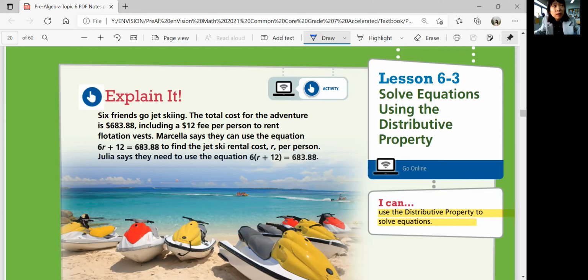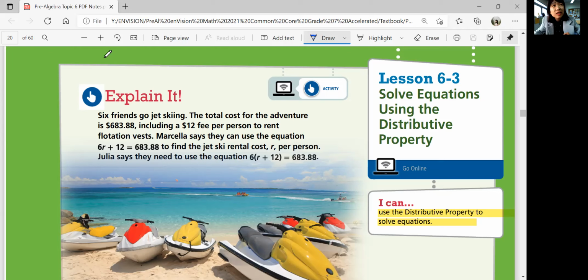So the $12 fee per person to rent a flotation vest is your safety vest. When you fall in the water, it helps you float so that you don't drown. Marcella is just going to add that to the 6r to get the total, but Julia says you have to multiply by 6 after you add the fee, plus 12.